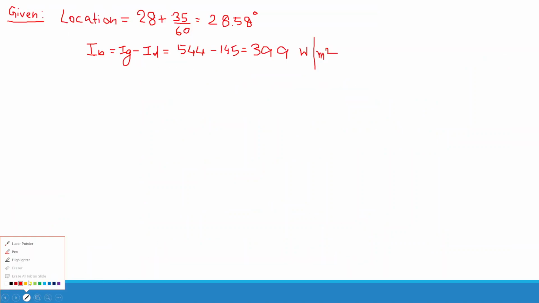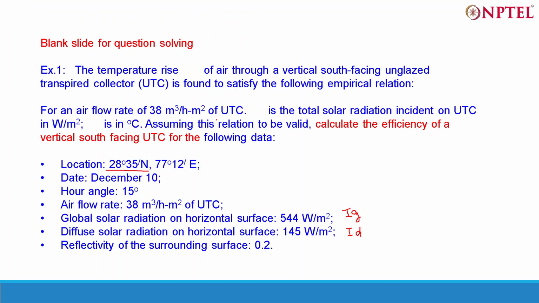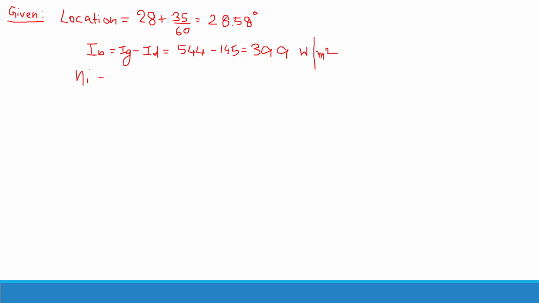Now the first thing is that you need to write the efficiency. So basically, it is demanding to calculate the efficiency of a vertical south-facing UTC, a glazed transparent collector. So efficiency is basically Q useful divided by I_T into area.